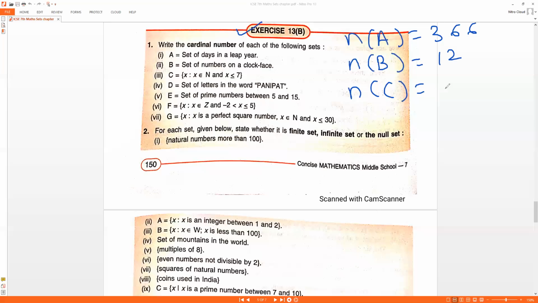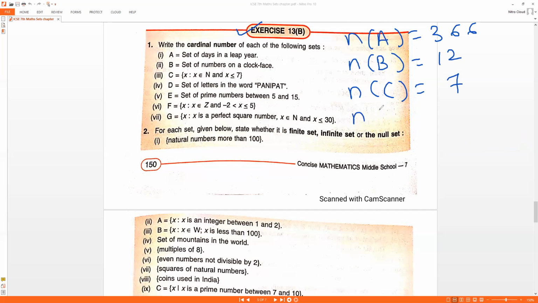N of C? X belongs to N and X is less than or equal to 7. How many will there be? 7. Right. Natural numbers. See, what is the set C? 1, 2, 3, 4, 5, 6, 7. Correct? This is the set, these are the elements. So obviously the cardinal number is going to be 7. We have to include 7, by the way, because it is less than or equal to.